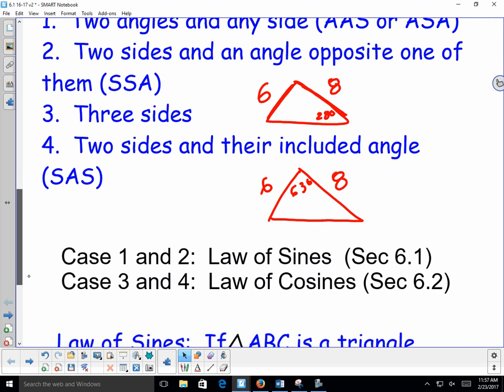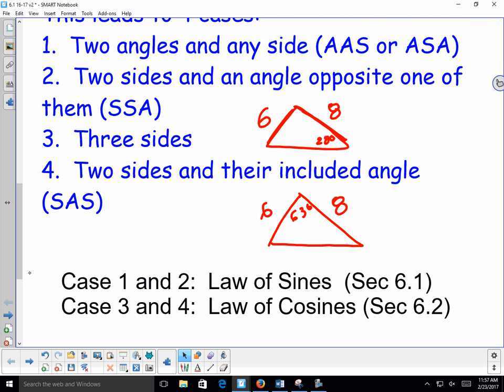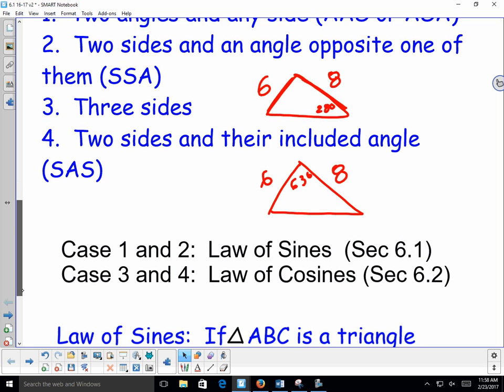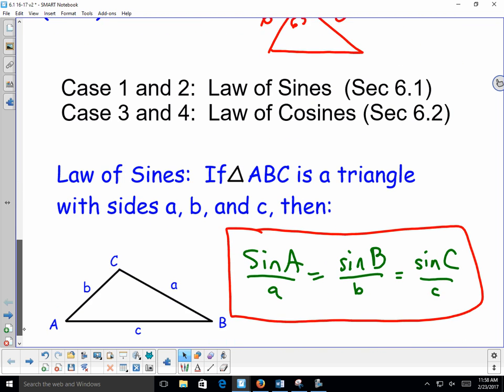And it turns out that the law of sines works for case 1 and case 2, but is absolutely no help at all if you're at case 3 or case 4. So if it's case 3 or case 4, we need to use the law of cosines. Stay tuned, that's section 6.2. All right, so for right now, here's the law of sines.